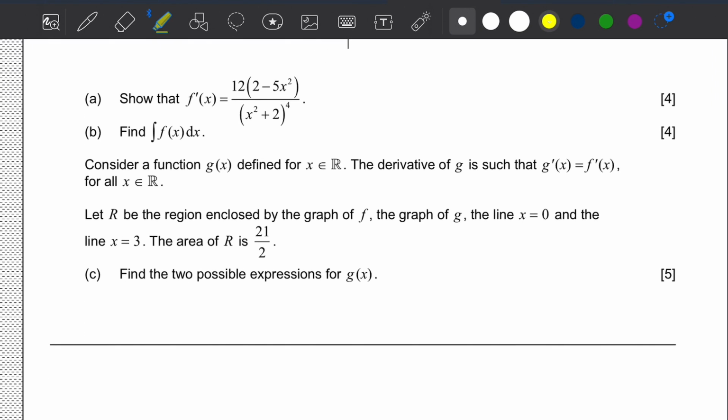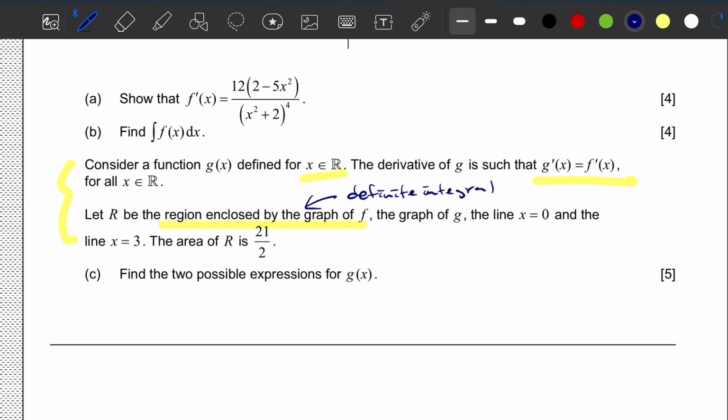Okay, then let's look at the information first here. We need to consider a function g of x defined for x being a real number. The derivative of g is such that g prime of x is equal to f prime of x for all x being a real number. And then we're going to let R be the region enclosed by the graph of f, which means we need to use the definite integral, and the graph of g, and then the line x equals 0, and the line x equals 3, and the area of R is 21 over 2.